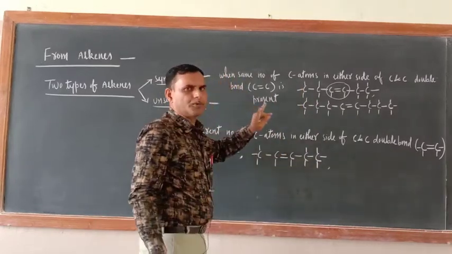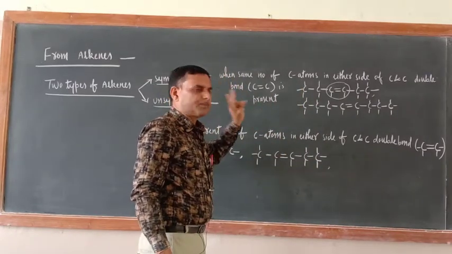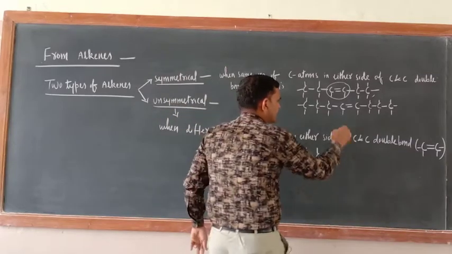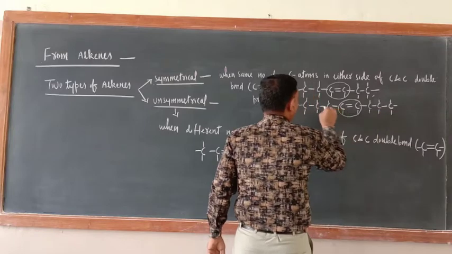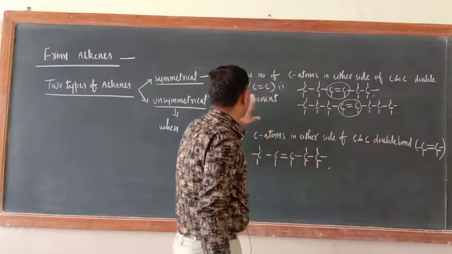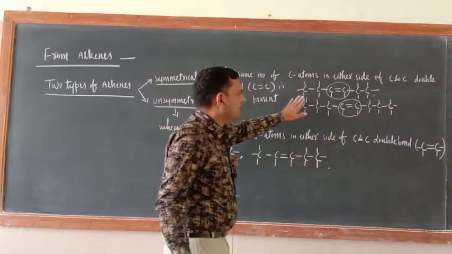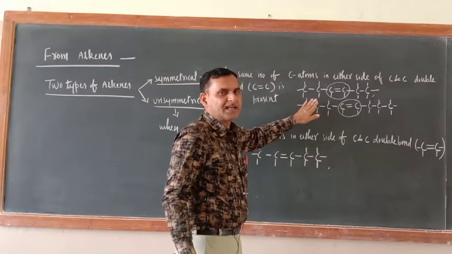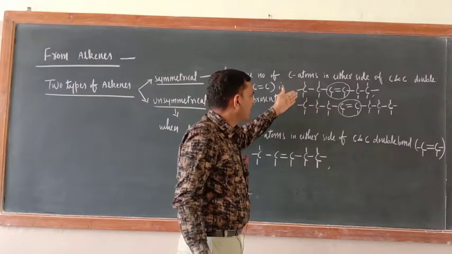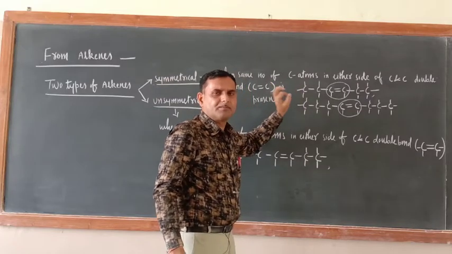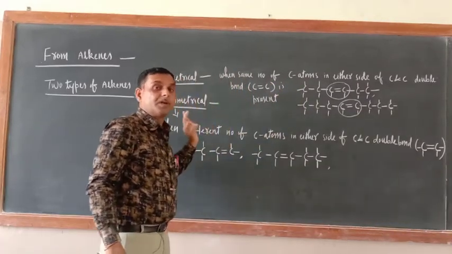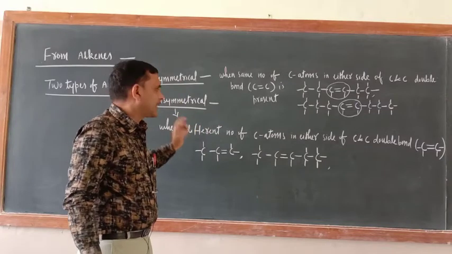Same number: if 2 are there, both sides should be 2. If 3 are there, just see here, this is the carbon-carbon double bond. Here what is there? 1, 2, 3, 1, 2, 3, 3 carbon atoms are there. So these two are examples of symmetrical alkene. Now these bonds, you fill the hydrogen. Okay, there is no need of hydrogen. I am just explaining what we mean by symmetrical and unsymmetrical alkene.